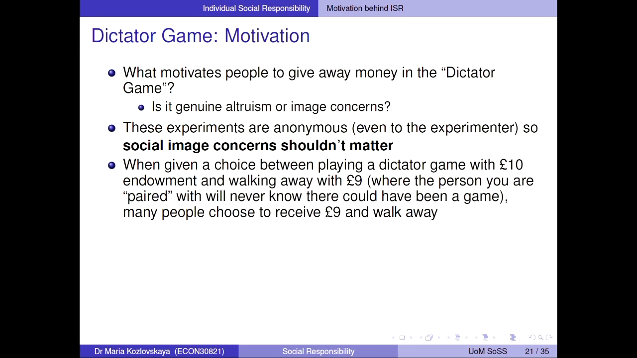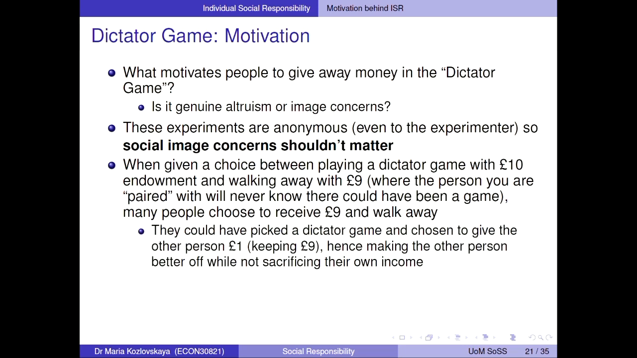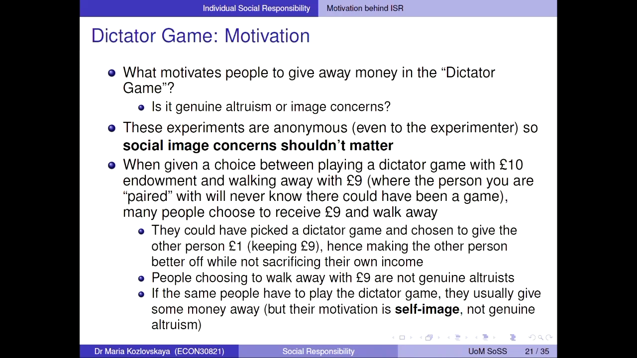And a lot of people chose to walk away with 9 quid. Even though they could have chosen to play the game, still keep £9, give £1 to the other person, no one would be worse off, someone else would be better off. But no, they just didn't want to be perceived as mean by giving someone 1 quid. So lots of people chose to walk away with 9 quid. That means those people aren't genuine altruists. The proportion of these people varies. I think it's between 20 and 50% in different experiments, but you can see it's a significant proportion.